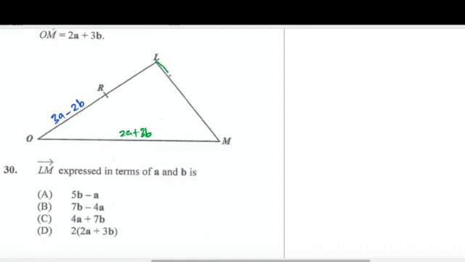So LM is here. So LM will have to be LO this way plus OM. And we know what OM is. OM is 2A plus 3B, right? So LM will be LO. LO will be minus in the other direction, right? So it'll be a negative, because remember, OR is this direction, so LO will be going in the opposite direction. So that is where that negative comes from.